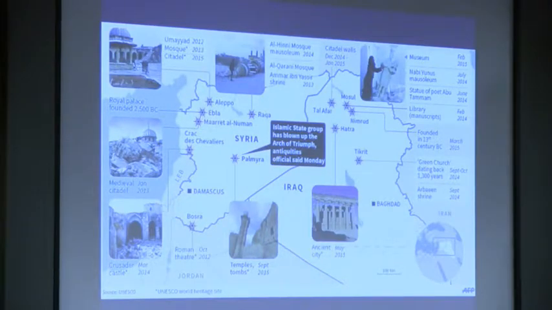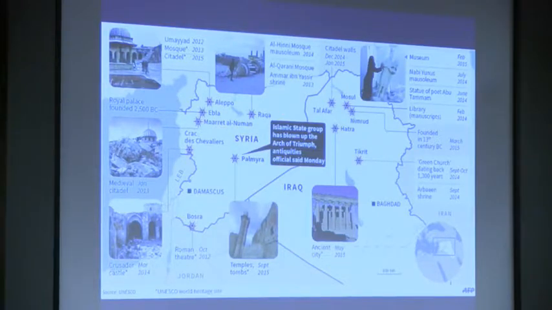To give you an idea of the types of sites, this is a map that shows when destruction happened at some of these more important sites in Iraq and also Syria. Starting, obviously, even before that, but major damage incidents. And this shows that it's a huge scale of destruction that's been going on for several years.